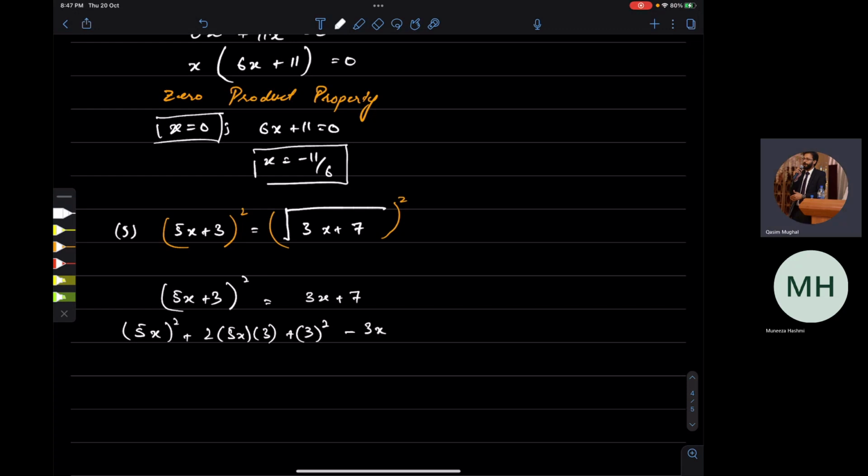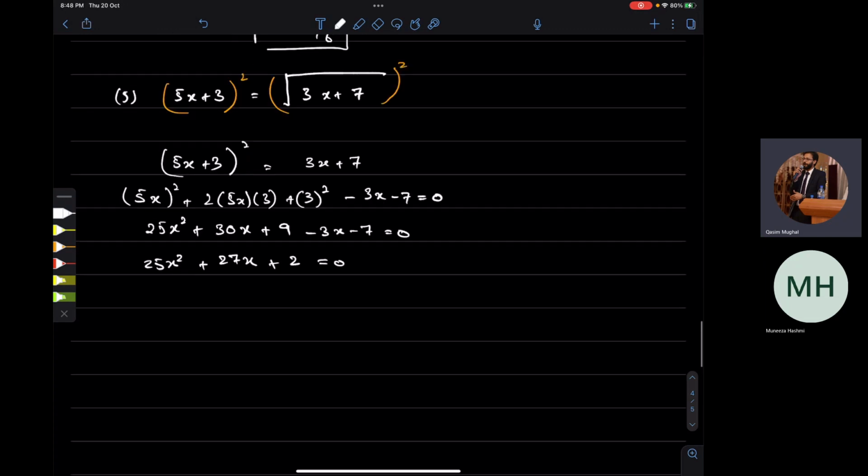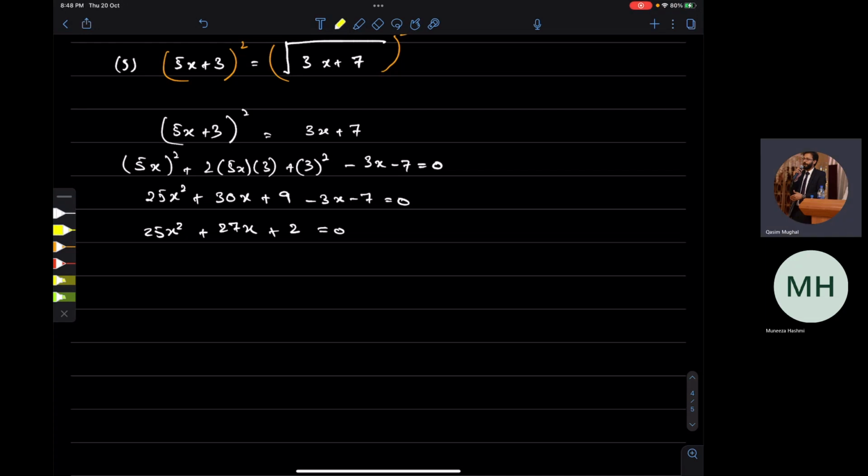That's going to give me 25x squared plus 30x plus 9. 25x squared plus 30x minus 3x is 27x, 9 minus 7 is 2. So I'm going to use the quadratic formula in order to solve this question. So A is 25, B is 27, and C is 2. And I'll be applying the formula here now.